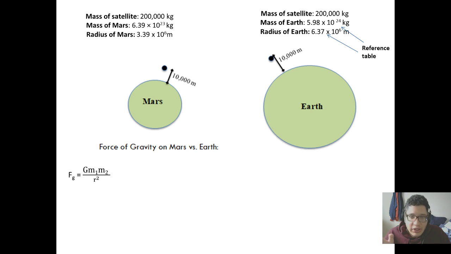And r squared is the distance from the center of Mars all the way out. So this is where it gets a little funky, and I'm going to explain how this math kind of works out. So we know that the constant for G is 6.67 e negative 11.